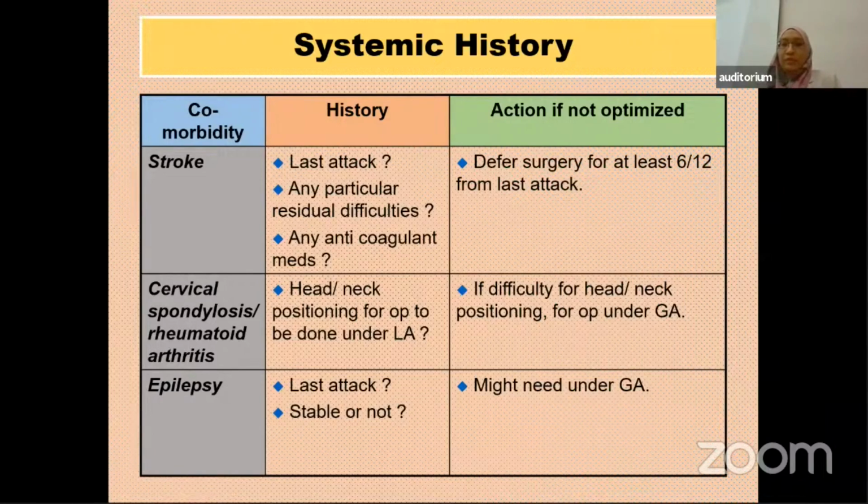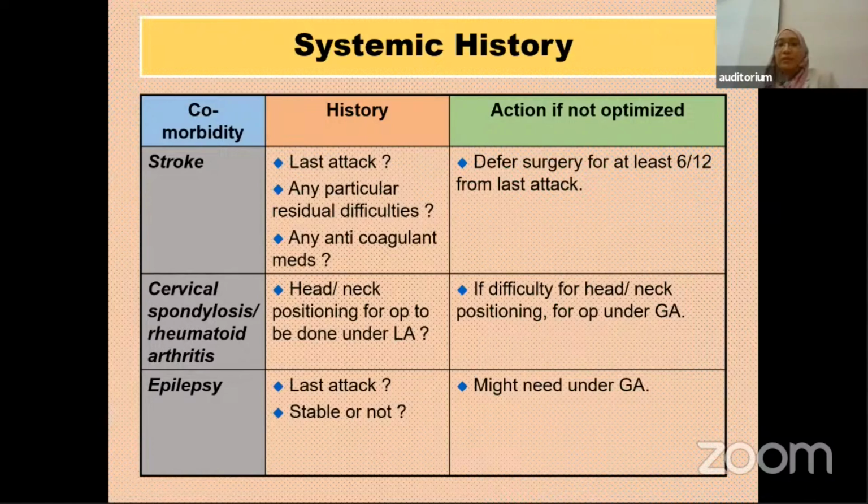For patients with cervical spondylosis or rheumatoid arthritis, we need to check the head and neck positioning for the op. If the patient has difficulty positioning the head or neck to be done under LA, we need to do the operation under general anesthesia.